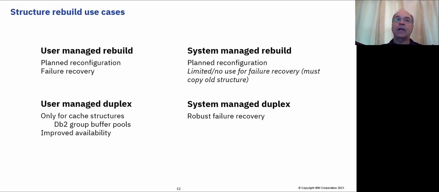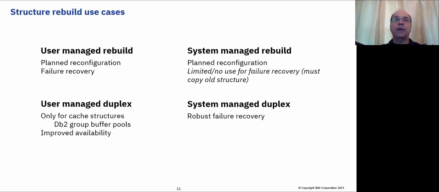So let's take the combination of user managed and system managed rebuild, and whether it's simplex or duplex rebuild, and think about the use cases. In the upper left, user managed rebuild is great for planned configuration, right? I want to change my coupling facility allocation, so I move all the structures off of coupling facility 1 onto coupling facility 2. DB2 does that with the group buffer pools, right? That's fine. For failure recovery, if DB2 is managing 2 group buffer pools and we lose one of the CFs, DB2 just keeps using the other copy of the group buffer pool.